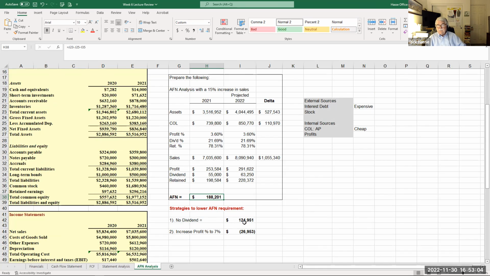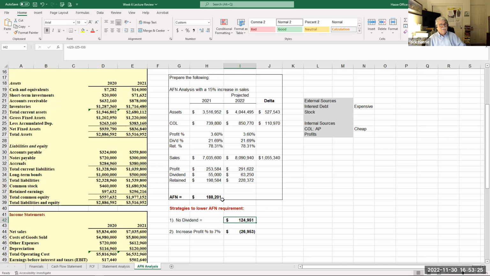Let's say I decide not to pay a dividend next year. I don't know if the shareholders are going to go for that, but let's say we wipe out that 63,250 and use all of our profit to fund our growth. That leaves us with an AFN of 124,951.